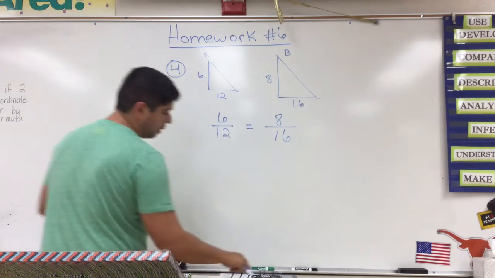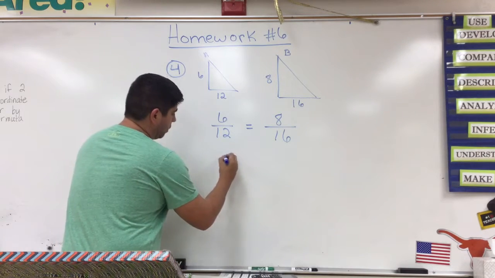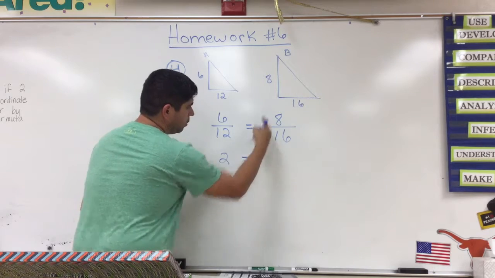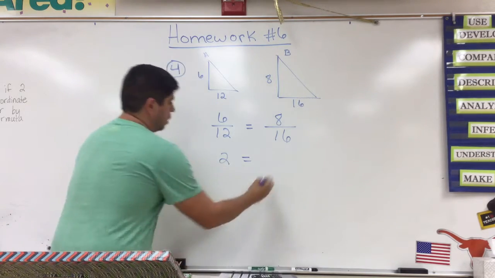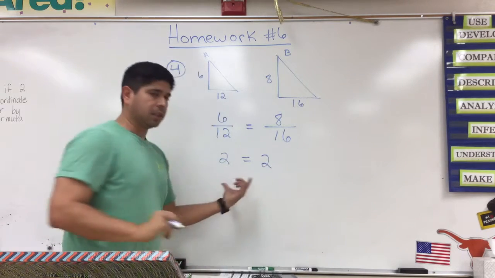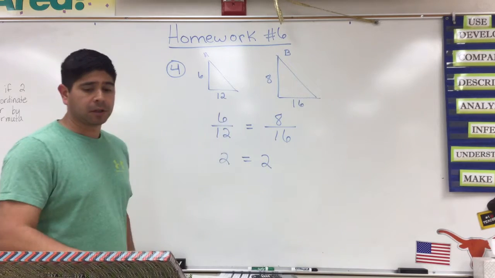So if I do 6 divided by 12, put it in your calculator if you don't know it in your head, that is a 2. 8 divided by 16, if you don't know it, put it in your calculator. That is also 2. So these numbers are the exact same. So that means that these are similar figures, similar triangles.